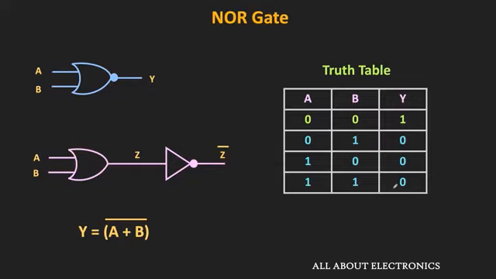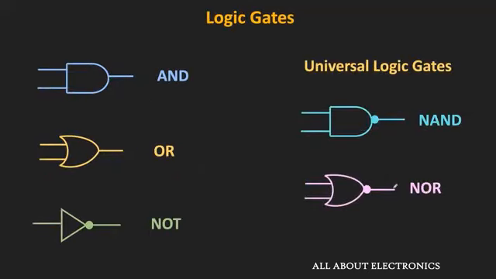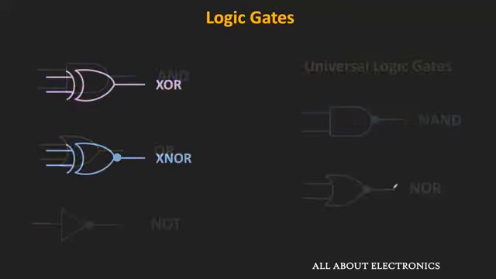Similarly, we can also have a NOR gate which has more than 2 inputs. Alright, so far we have seen the 3 basic gates and the 2 universal gates. Apart from that, there are 2 more gates, that is the XOR gate and the XNOR gate. But we will talk more about it in the next video.